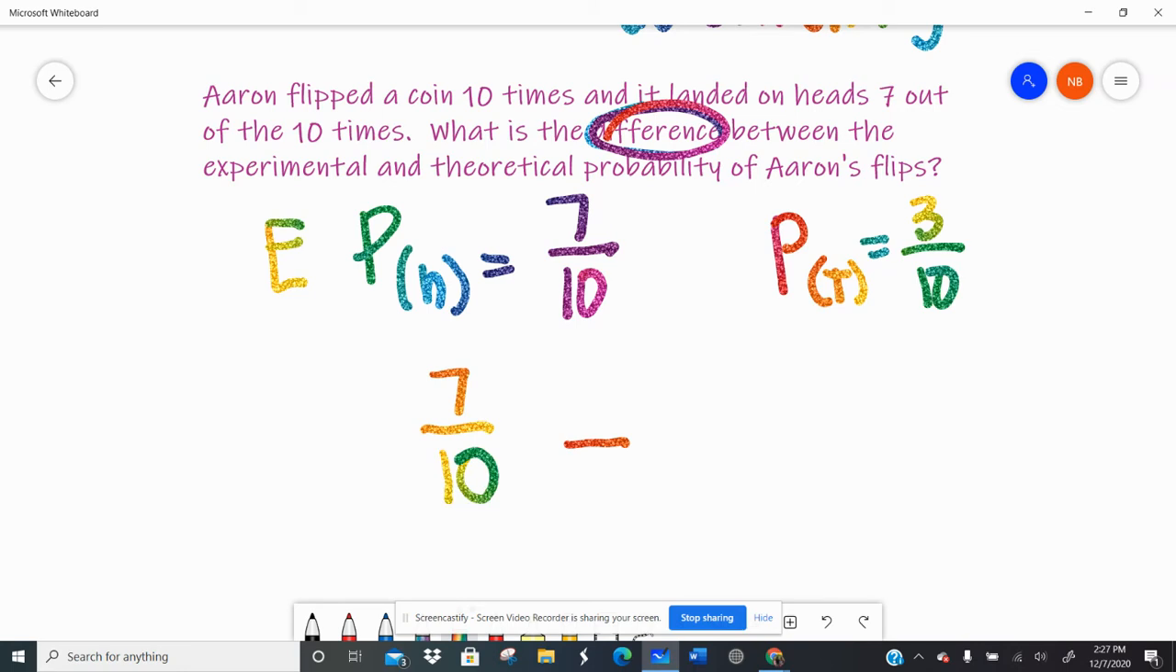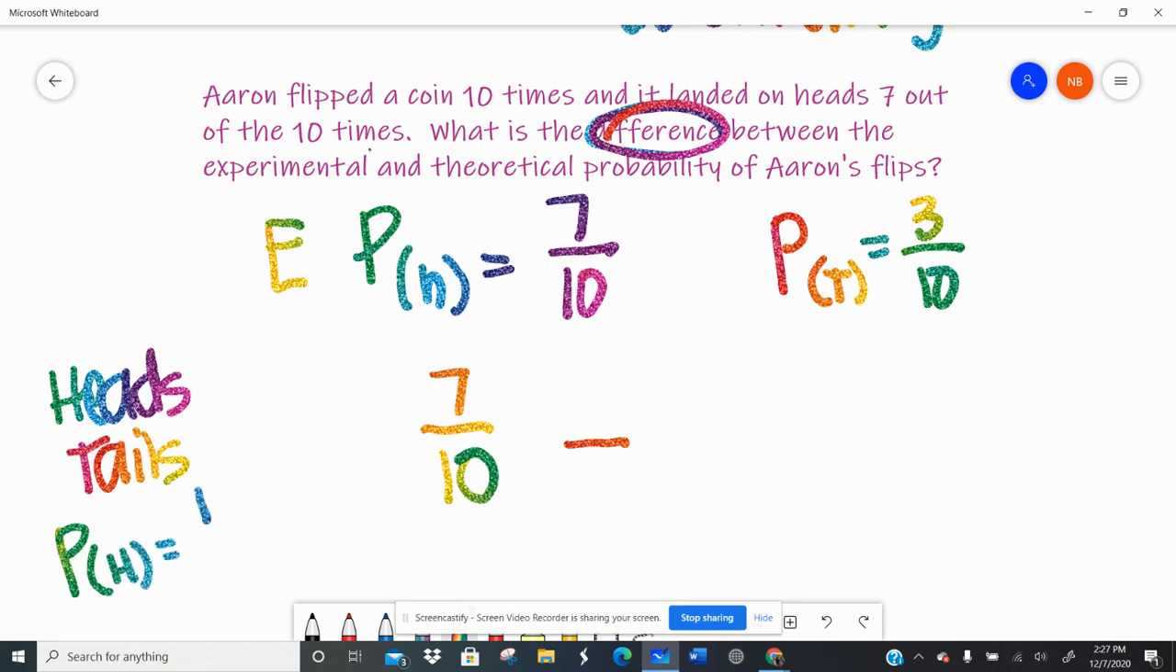But let's think about a coin, right? A coin has 2 sides. It has heads and it has tails. So in theory, the probability that it lands on heads should be 1 every 2 times. There's 2 choices. One of them is heads. So 1 out of 2. So we're going to take what Aaron did minus what should have happened in theory.